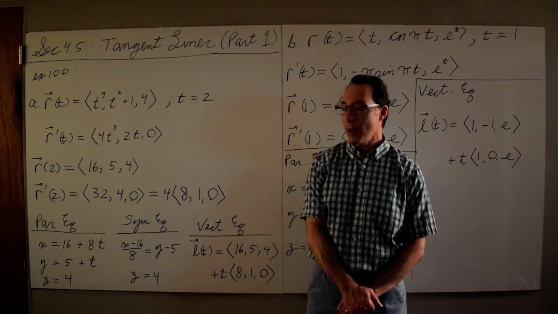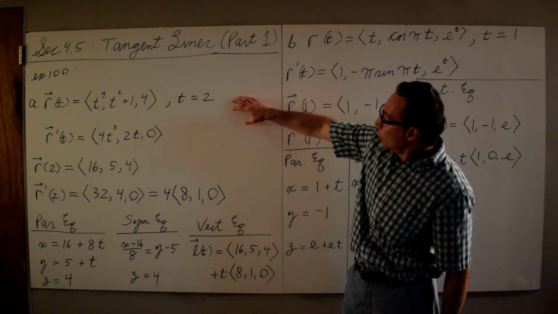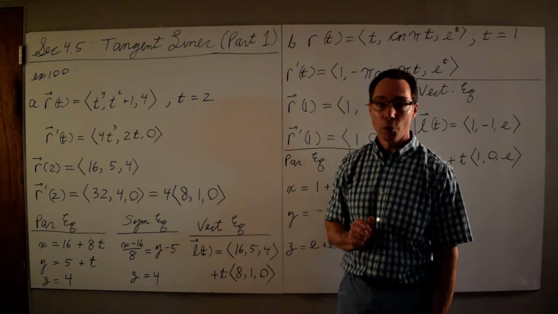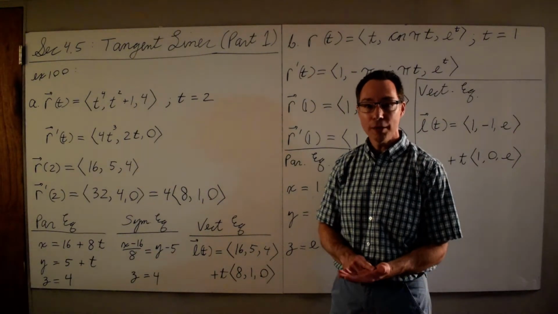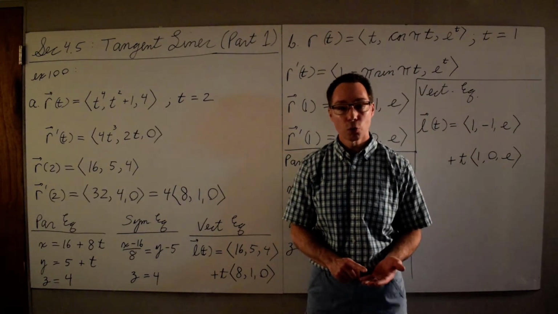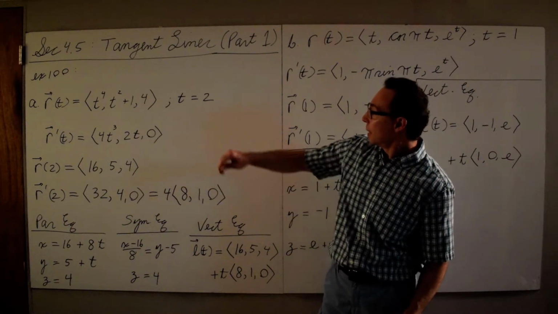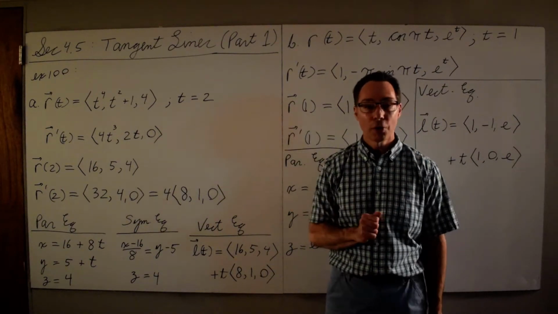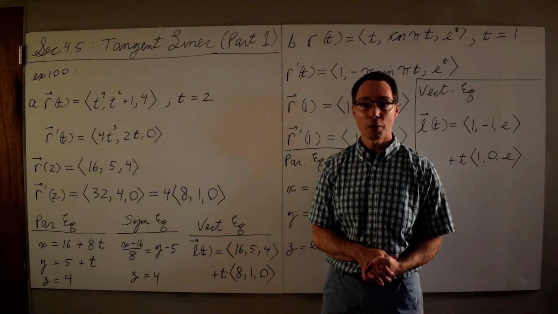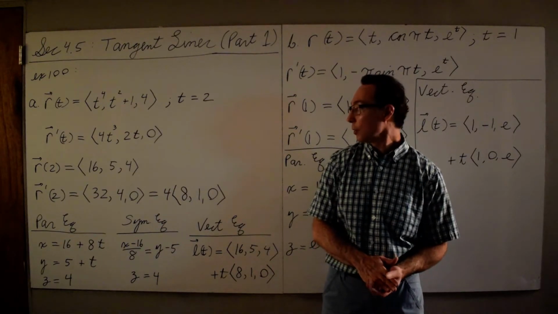So we're going to find the tangent line to vector valued functions at a specific point. What do we need for a line? We need a point and we need a direction. In Calc 1, we learned that the derivative of the function at a point gave us the slope. And in Calc 3, we're going to learn that the derivative of a vector valued function at a point gives us the direction of the line. It gives us a direction vector.